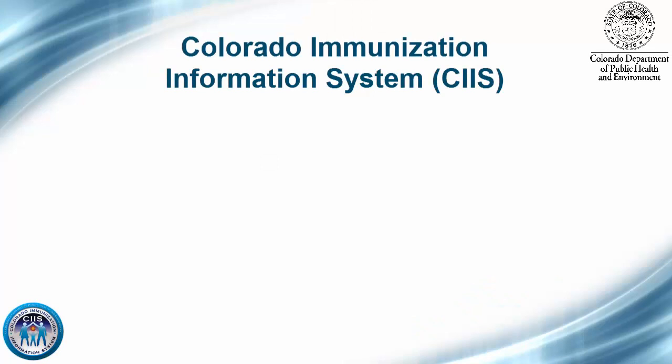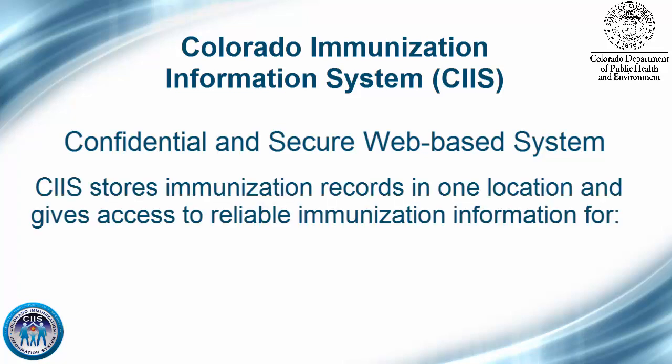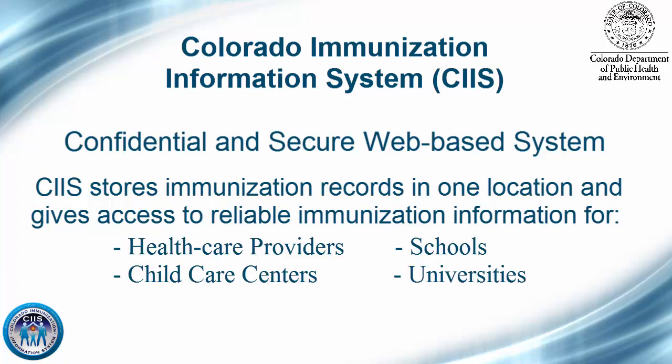The Colorado Immunization Information System, or CIIS, is a confidential and secure web-based system that collects and stores immunization information for Coloradans of all ages. CIIS simplifies immunization record keeping by providing a single online location to maintain shot records. This allows healthcare providers, schools, child care centers, and universities access to reliable immunization information. CIIS can also help determine which patients or students are appropriately immunized and which ones need immunizations.